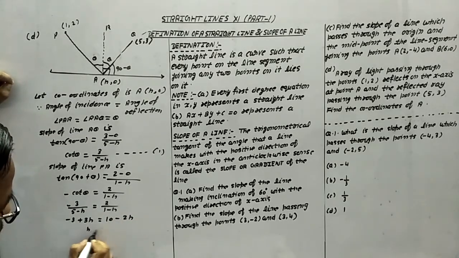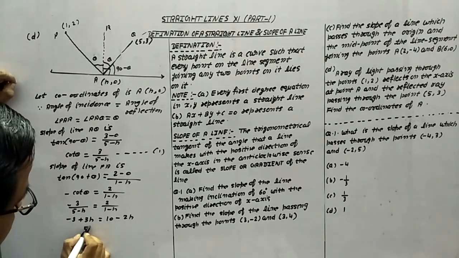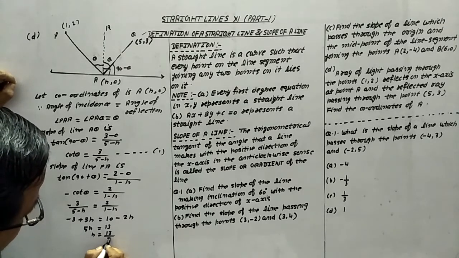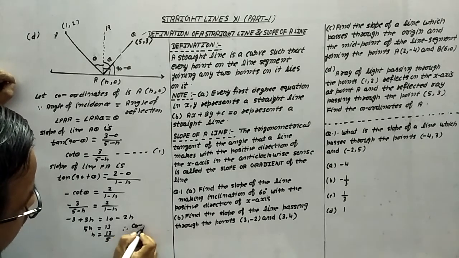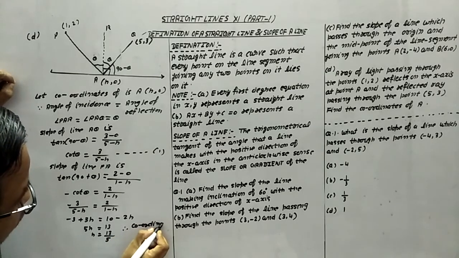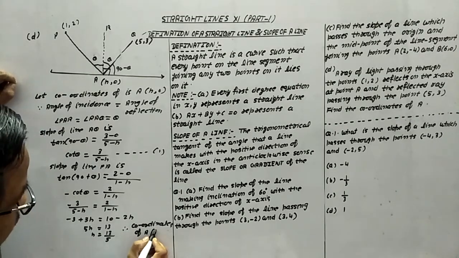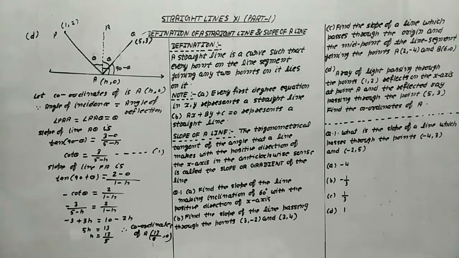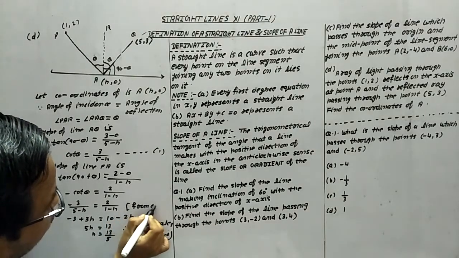What does this become? This becomes 5h = 13. It means h = 13/5. Therefore, we can say the coordinates of A are (13/5, 0), and this is the answer for this part. And here you can mention this is from equation 1.